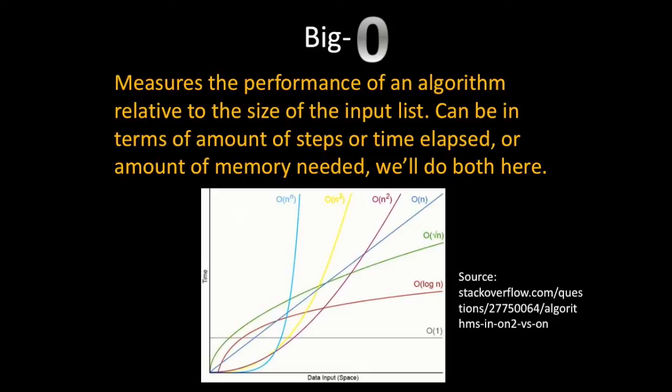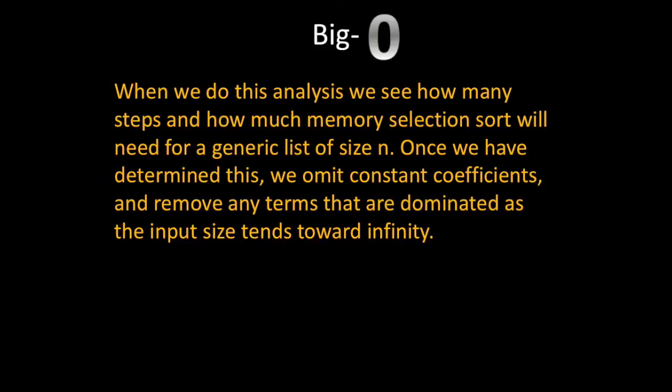So the x-axis here is the size of the input data, and the y-axis is the amount of time the algorithm takes to run. So you can see that some algorithms have a constant relationship. The amount of time it takes to run is constant relative to the size of the input list. Others have a logarithmic relationship between the amount of time they take to run and the size of their input list, and so on. You can see there are a bunch of other relationships. So we're going to do two analyses here.